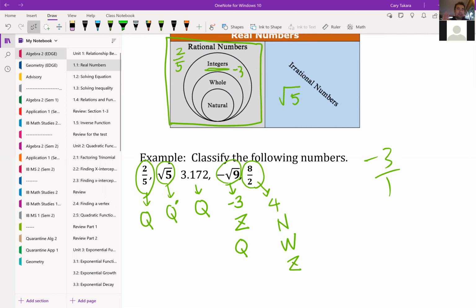Is a 4 a rational number? Can you write 4 as a fraction form? Yes. 4 over 1. So it is a rational number. So 4 has lots of identities. It's a natural number, it's a whole number, it's an integer, and it's a rational number. Okay.